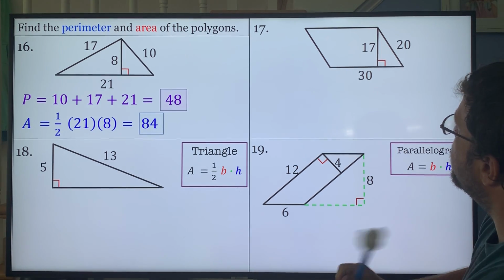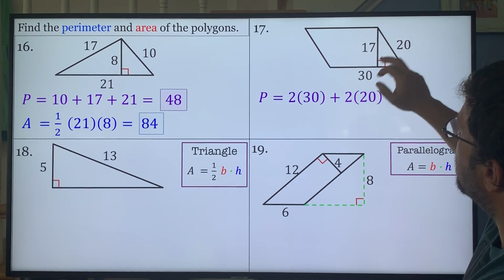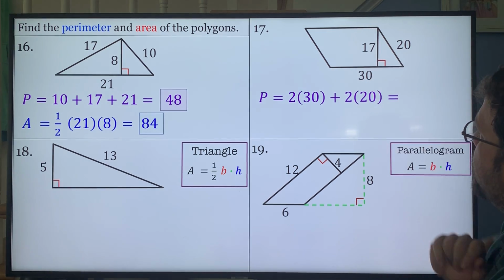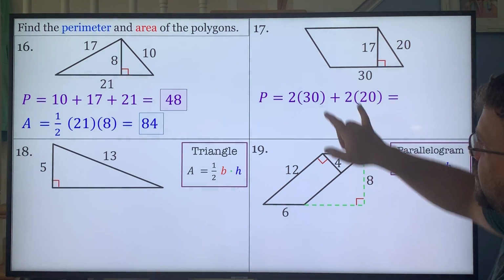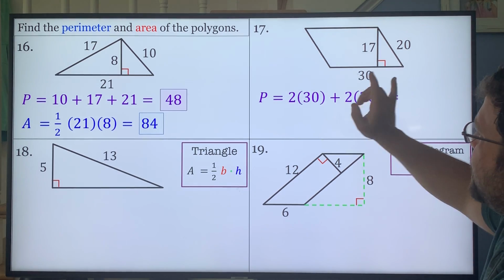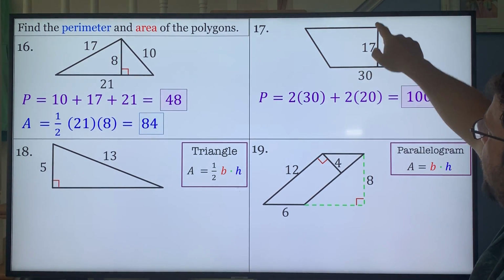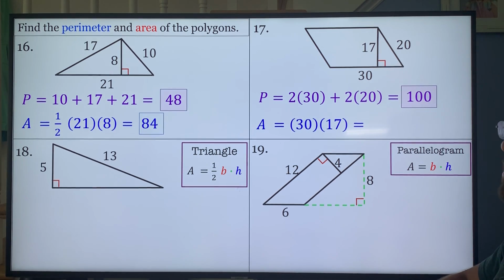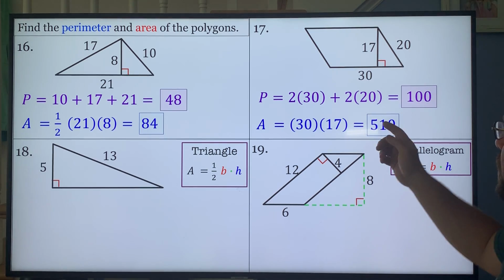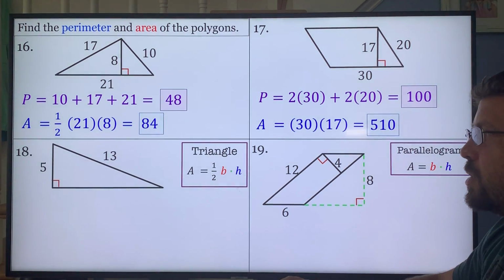Right here, find the perimeter. Parallelogram, so opposite sides are parallel. 2 times 20 plus 2 times 30. 2 times 30 plus 2 times 20. 60 plus 40 is 100. Look for the right angle. That base, that height. 30 times 17. No half because it's not a triangle. And your answer should be 510. Square units, regular units. Triangle.